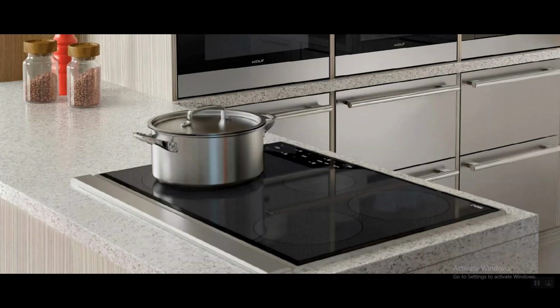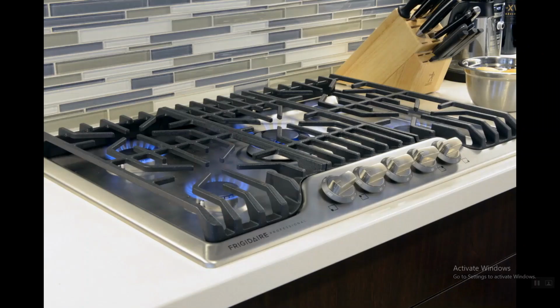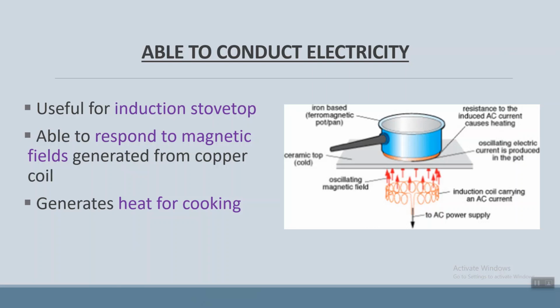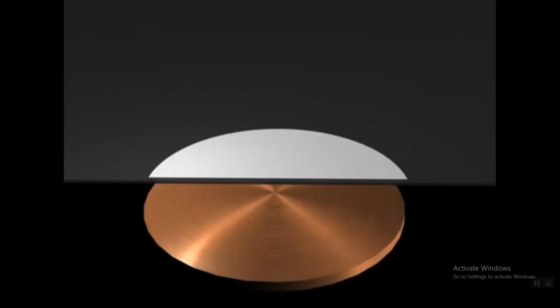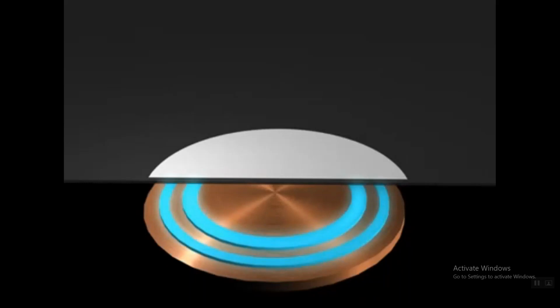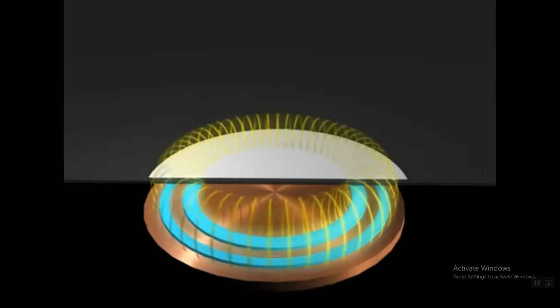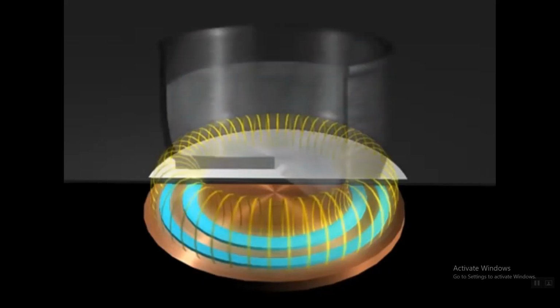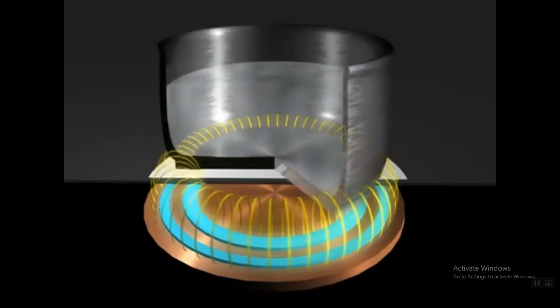Some households use induction stove as opposed to the conventional gas stove. For a pan to work on induction stove, it needs to be able to conduct electricity. Here's how induction stove works. When copper core underneath is supplied with high frequency of alternating current, it generates an oscillating magnetic field. When steel pans are placed on the ceramic top that covers the core, the magnetic field from the core will induce small currents in the body of the pan.